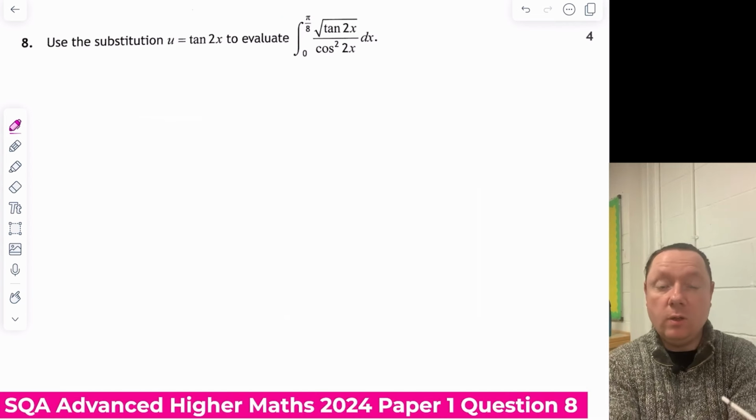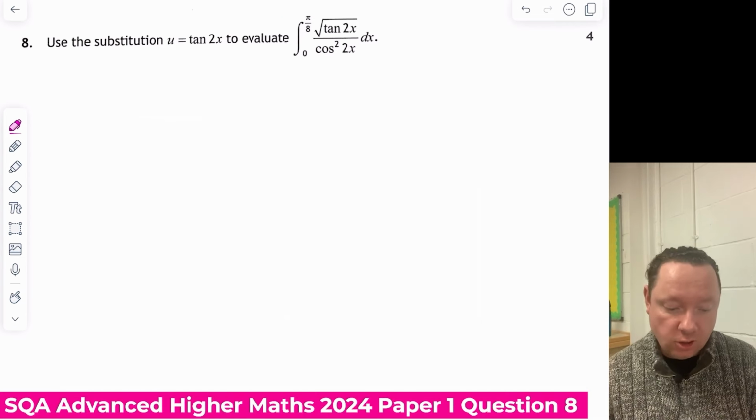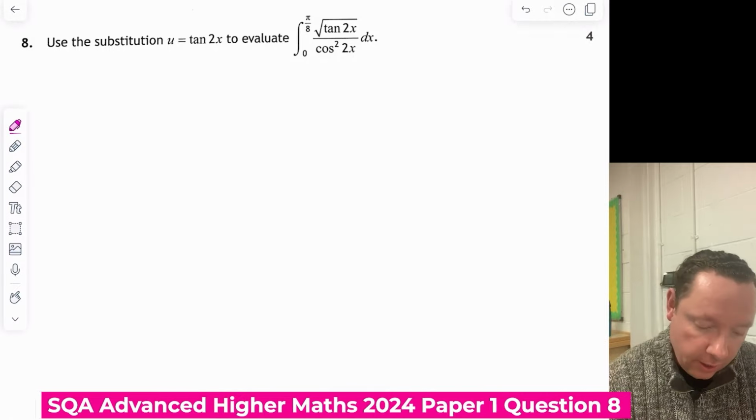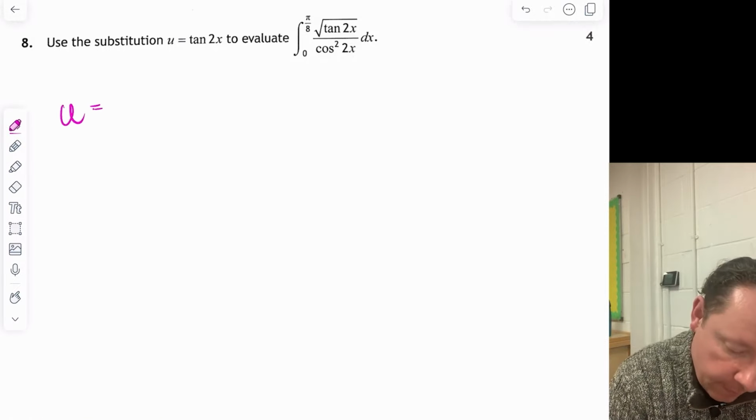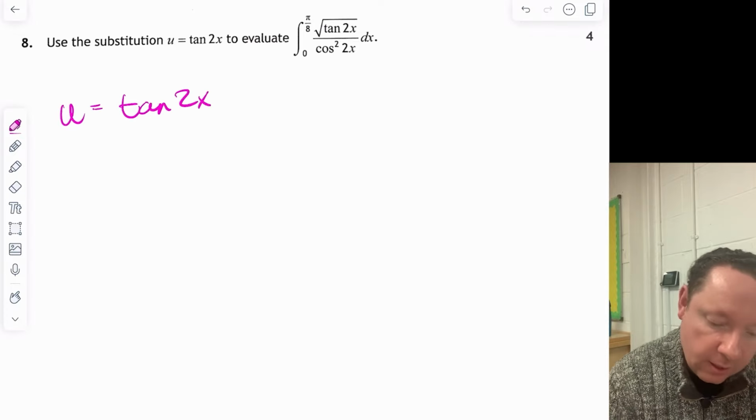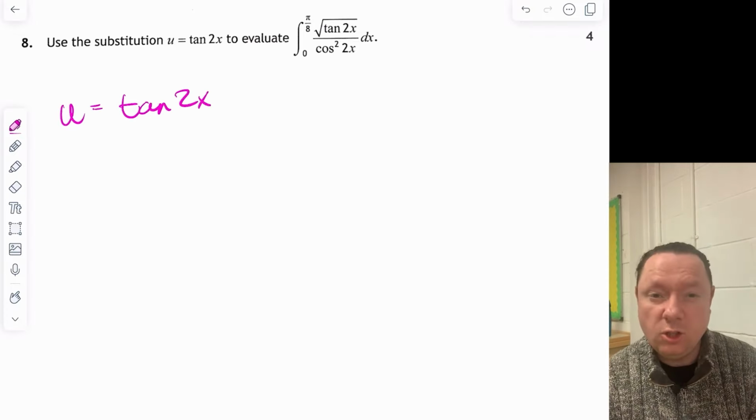Basically, Advanced Higher Maths 2024, paper 1, question 8. Use the substitution u equals tan 2x to evaluate this integral. Okay, let's start with u equals tan 2x then. So we're going to have to get rid of the dx anyway. So even if you don't know what to do, you should just start with that.